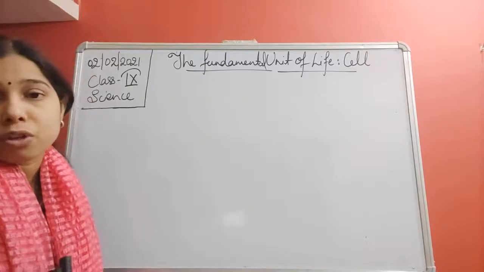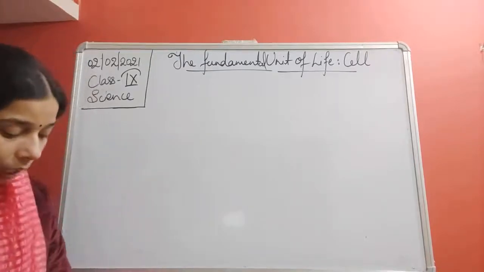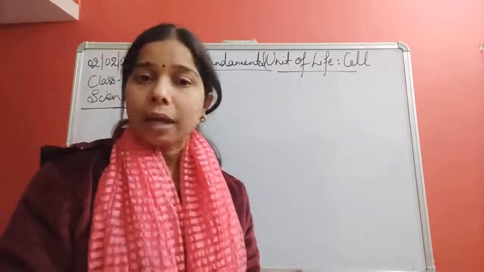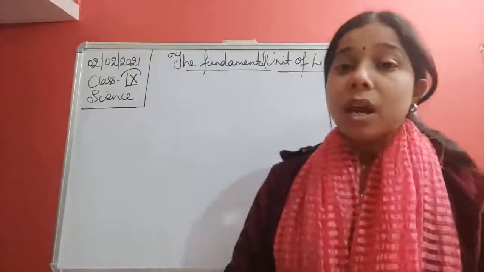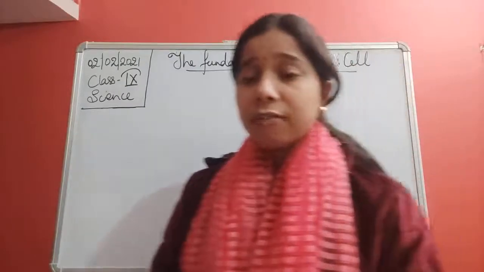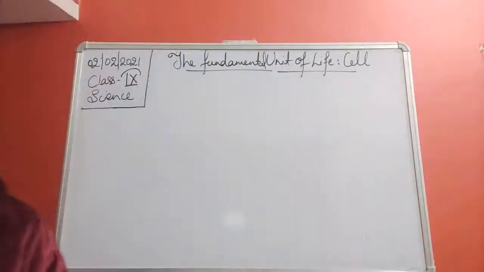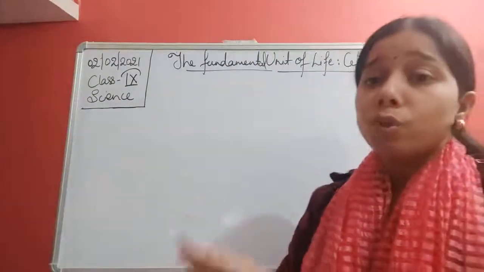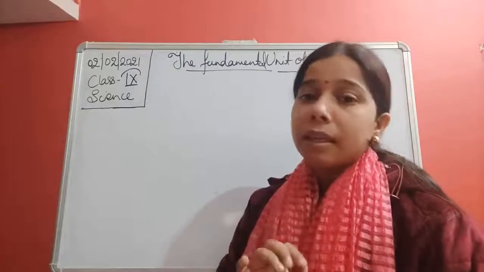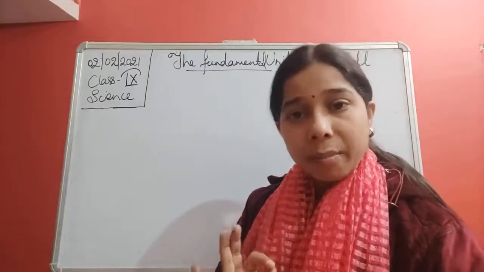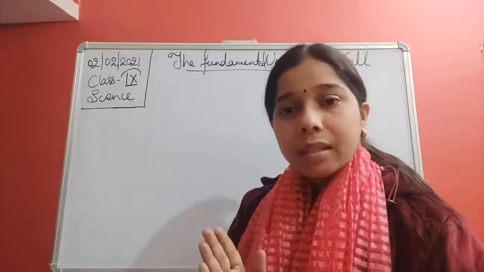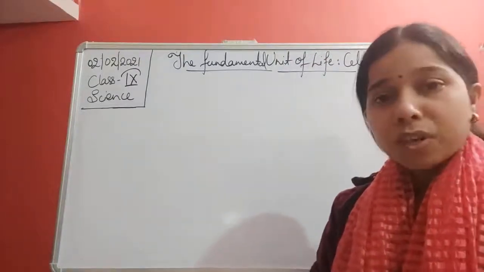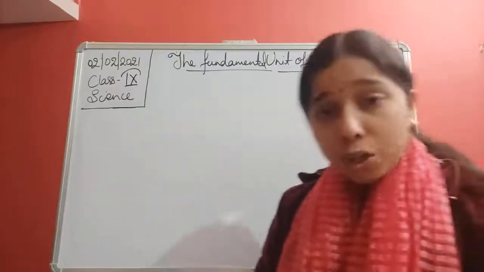In the process of osmosis, students, the particles move from higher concentration to lower concentration. But here this movement of the particles from the higher to the lower concentration occurs with the help of a semi-permeable membrane. So a membrane is there through which the particles move from higher to lower concentration. This happens in the case of osmosis.